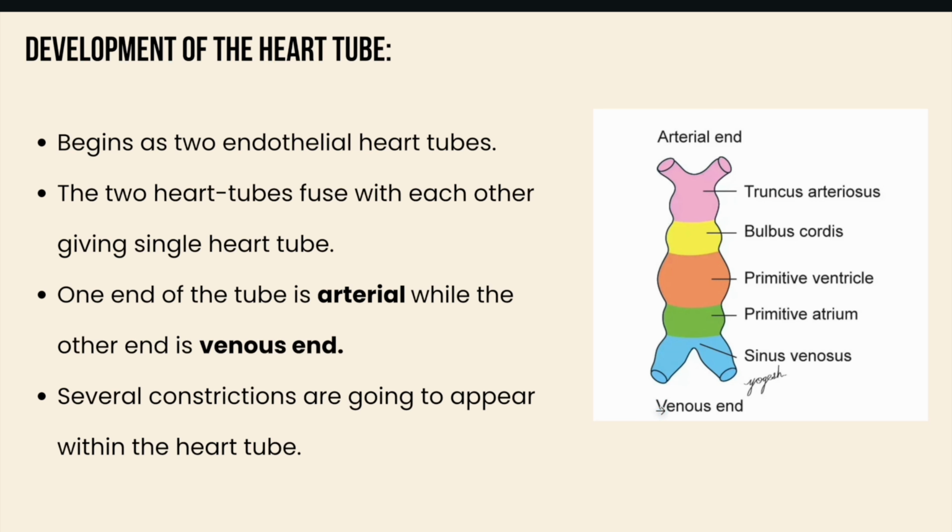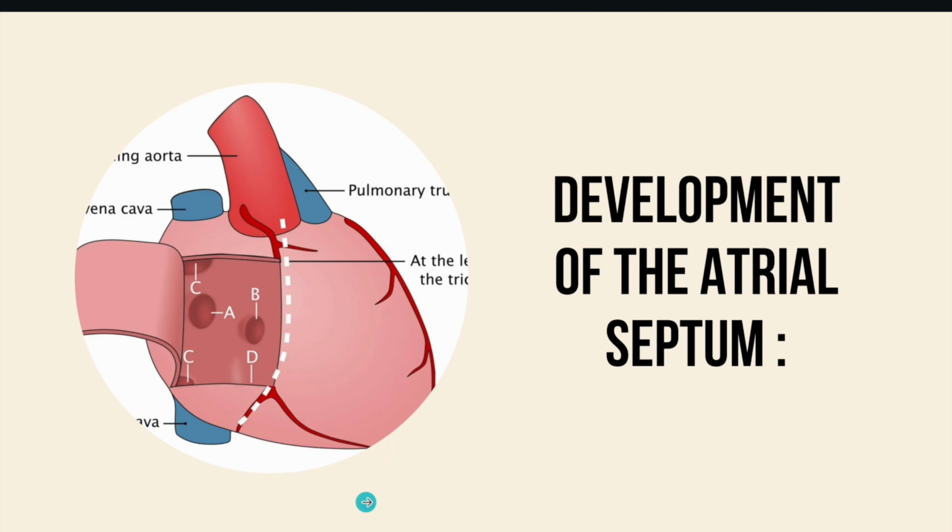This heart tube is going to have two ends, a top arterial end that is going to be called truncus arteriosus, and a lower venous end which is going to be called sinus venosus. Then several constrictions are going to appear within the tube, dividing it into the primitive atrium, primitive ventricle, and the bulbus cordis. Now moving to the development of the atrial septum.